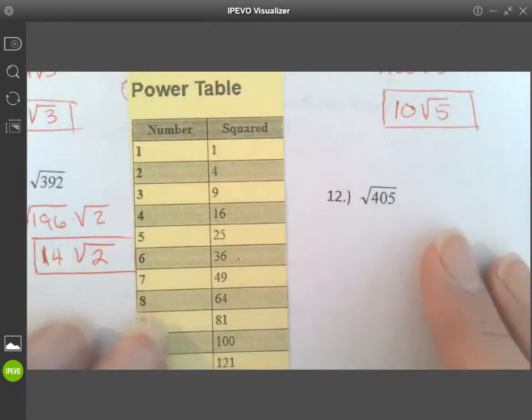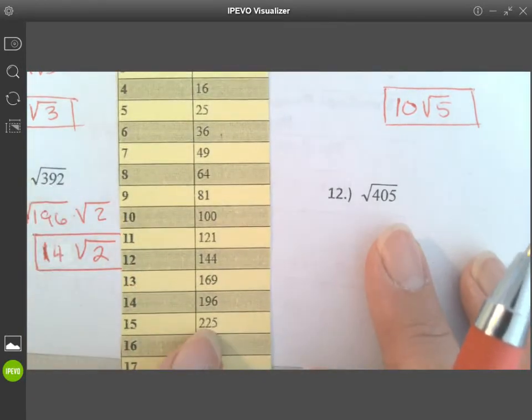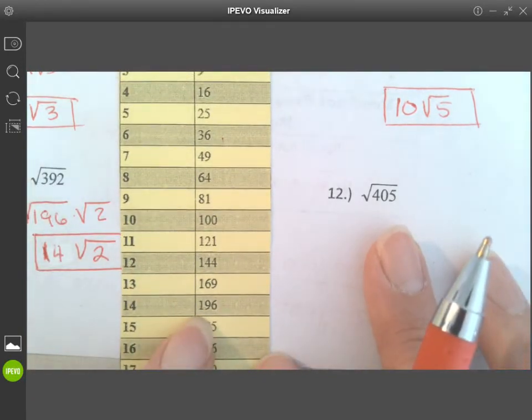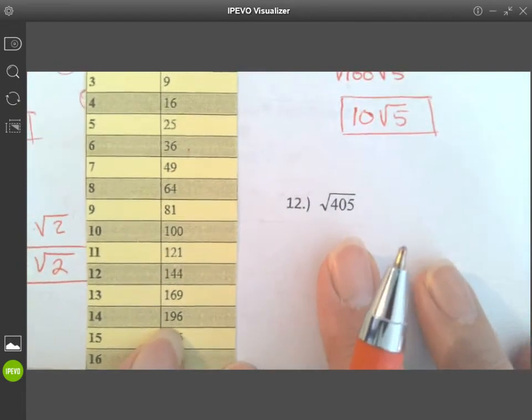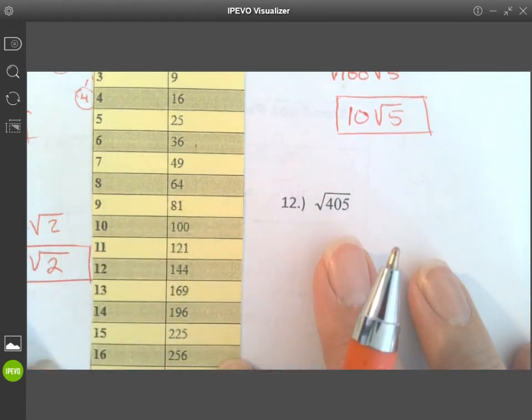Now look at your 405. Half that would be around 200. So 225 does not go in. 196 does not go in. You're literally taking your calculator, yes, and taking 405 and dividing it by this list. Did you find something that went into 405?